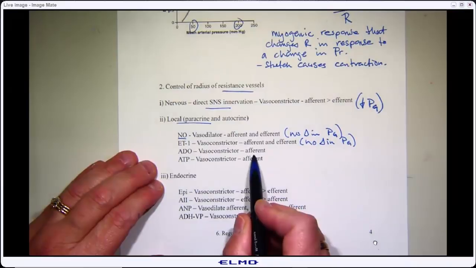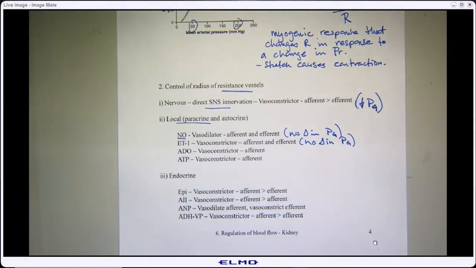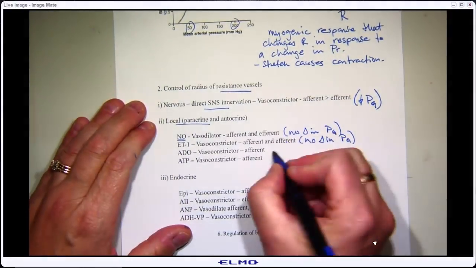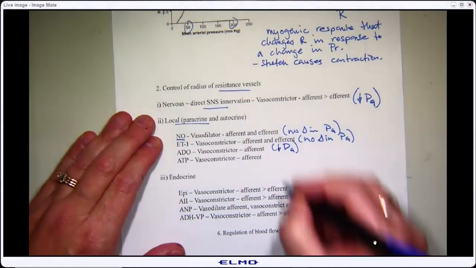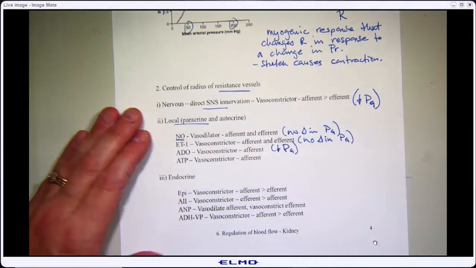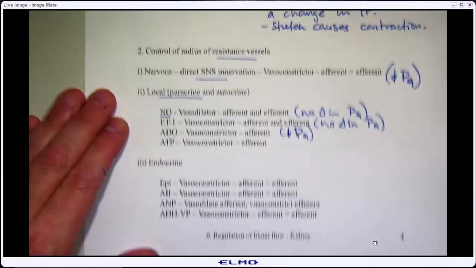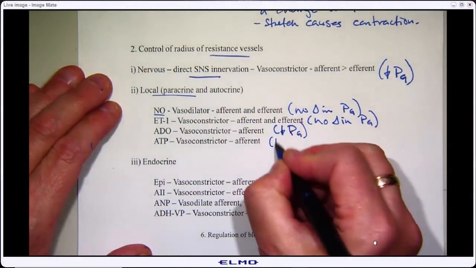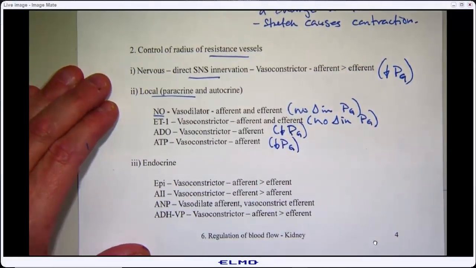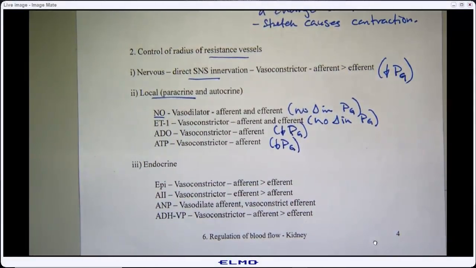It vasoconstricts afferents, not efferents. So efferents don't even have the membrane receptor population there. Okay, so it's only going to affect afferents, which is going to result in a decrease in pressure in the glomerulus. So this is a tool we're probably going to be using to help us with fluid flux. ATP is a vasoconstrictor as well of afferents. So using this tool, we could drop pressure in the glomerulus. And we'll see where some of those come into play in a little bit when it gets important to think about that.